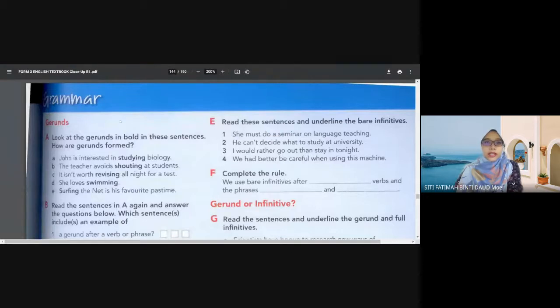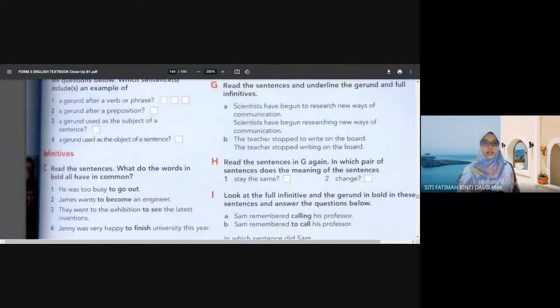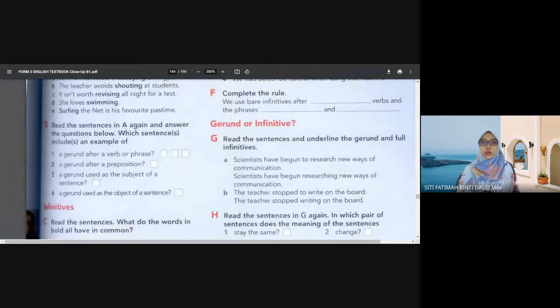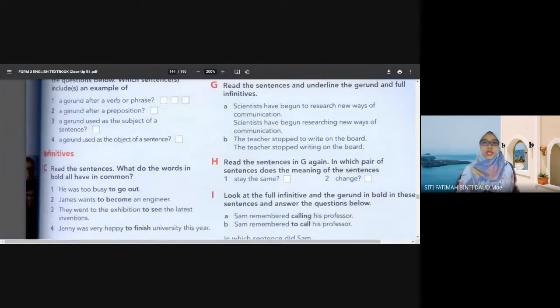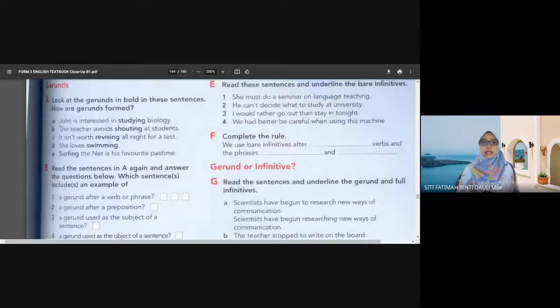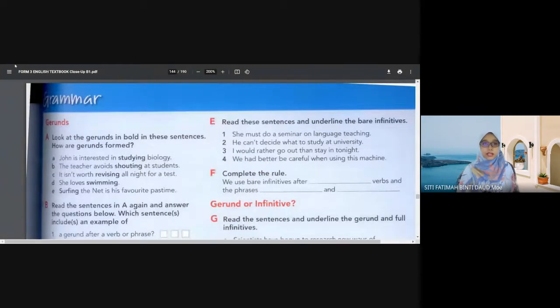Okay, the topic today is gerunds. As you can see here, gerunds. And we will also learn about infinitives, gerund and infinitive, and we will see when to use gerund or infinitive. Basically, last time this was taught in Form 4. But when they changed the syllabus, they brought this to Form 3. So you have to know this by Form 4. You have to know gerund or infinitive.